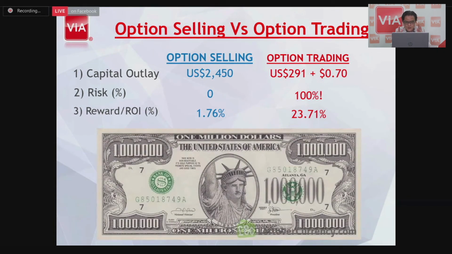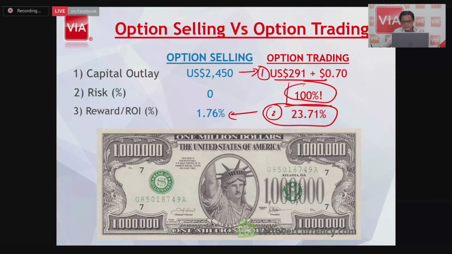So this is something that I want to explain. Why do option traders want to be option traders? Because they are given the impression that the capital outlay is small, and they are given the impression that they can make a lot of money, 23% versus us. Now, bearing in mind that it's always risk and reward, would you bet your entire life's savings, 100%, to get 23%? If your answer is yes, please do it. If your answer is no, then you can choose to be an option seller.